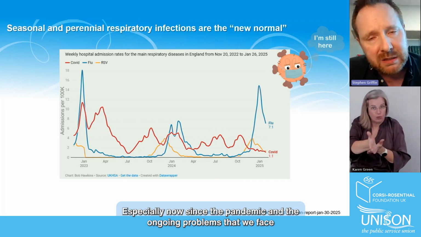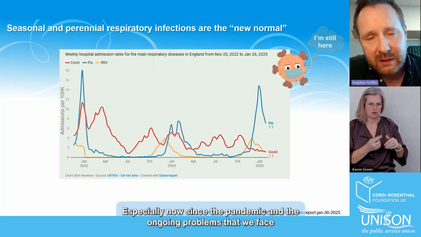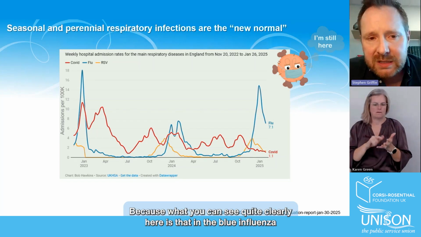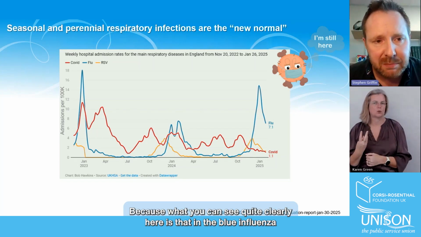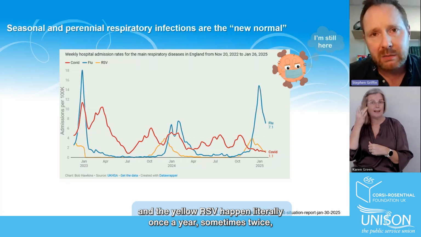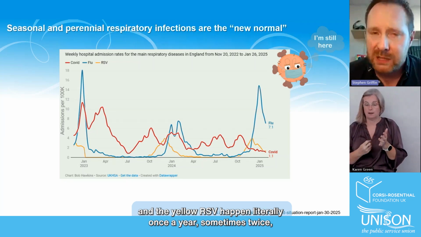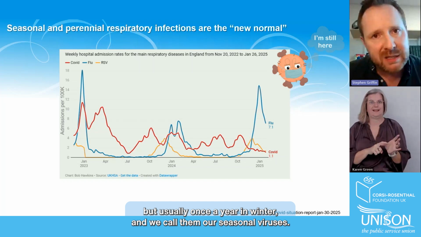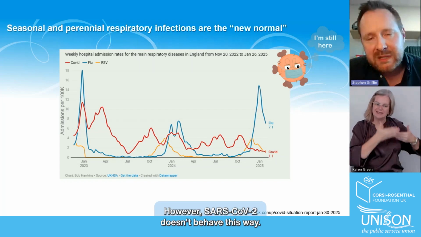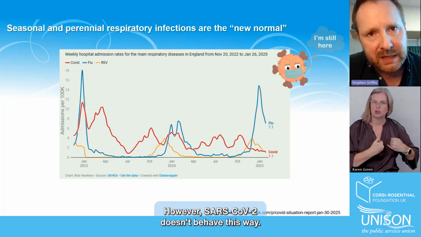Especially now, since the pandemic and the ongoing problems that we face with SARS-CoV-2. Because what you can see quite clearly here is that influenza, in the blue, and RSV, in the yellow, happen literally once a year, sometimes twice, but usually once a year in winter, and we call them our seasonal viruses. However, SARS-CoV-2 doesn't behave this way.